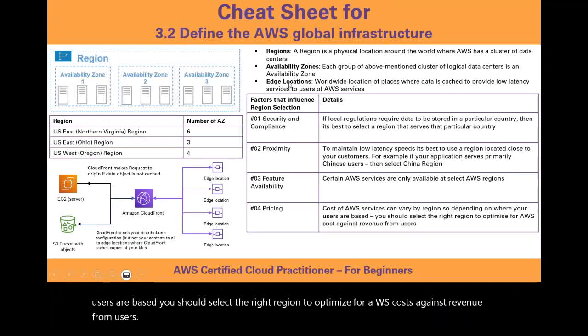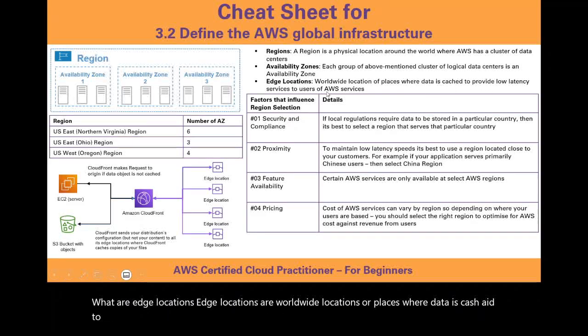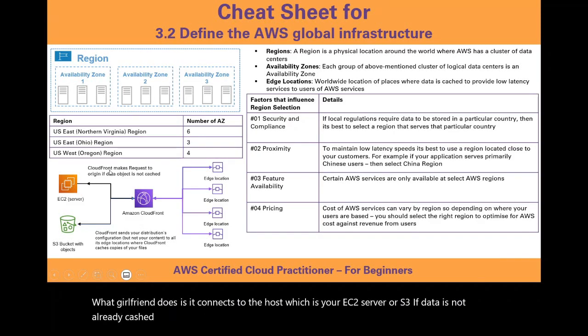Finally, going over edge locations. What are edge locations? Edge locations are worldwide locations where data is cached to provide low latency services to users of AWS services. Edge locations are actually a part of CloudFront. What CloudFront does is it connects to the host, which is your EC2 server or S3. If data is not already cached in an edge location, then CloudFront makes a request to the origin if the data object is not cached.